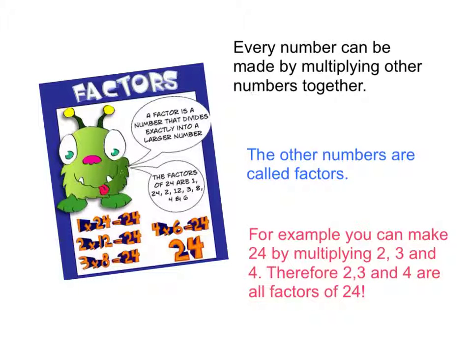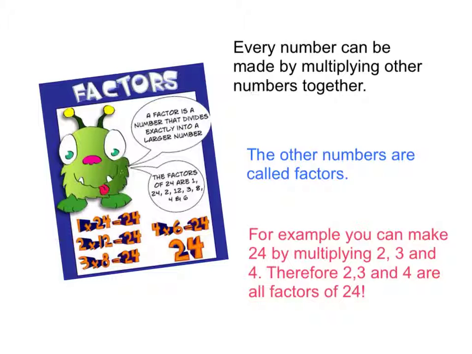This video is all about factors. Every number can be made by multiplying other numbers together, and the other numbers you multiply together are called the factors. For example, you can make 24 by multiplying 2, 3 and 4. 2 times 3 is 6, 6 times 4 is 24. Therefore 2, 3 and 4 are all factors of 24.